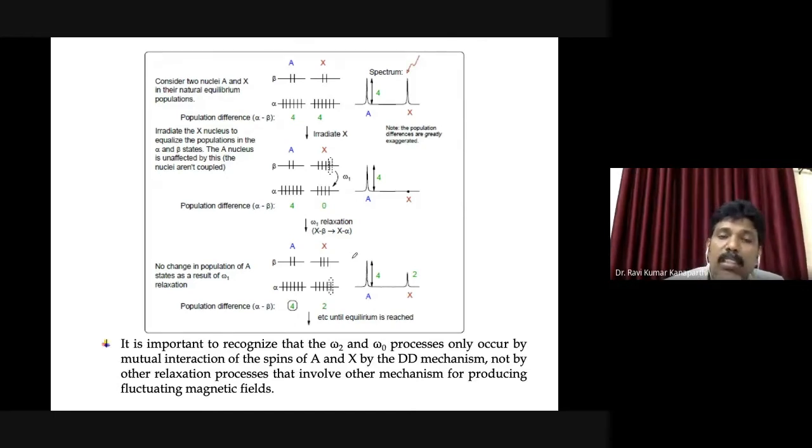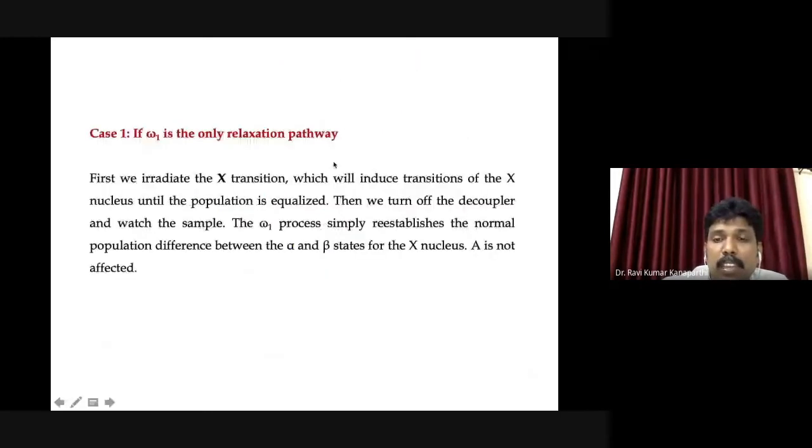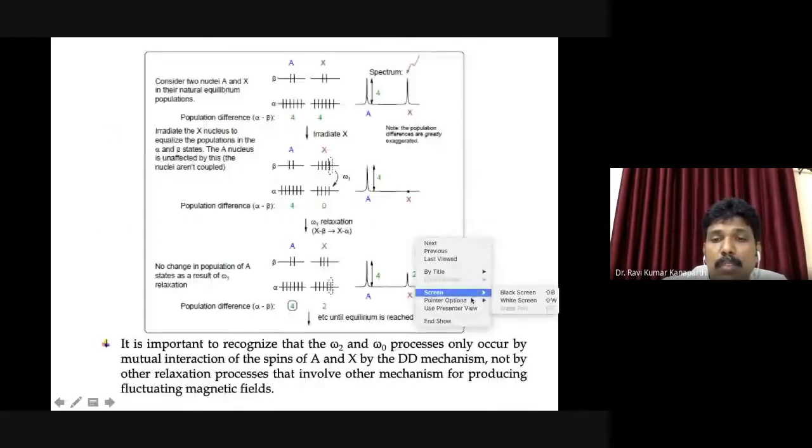Omega 1 means one of the nuclei will change its spin. Okay, so in this case, I'm taking an example that the X1 spin state will change from alpha to beta or beta to alpha. Anything can be taken, that's not the issue. Either this way or that way you can move, but still the difference is the same.